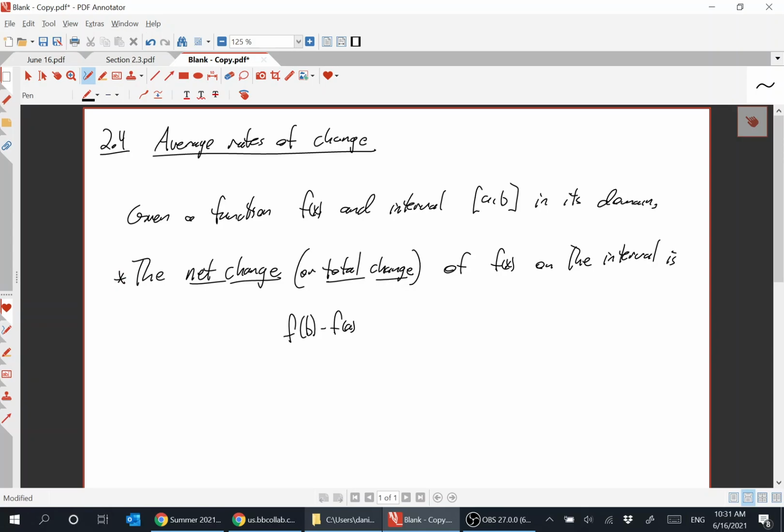Like we were saying in the homework for the last section. So f of b minus f of a. The value at the right hand endpoint minus the value at the left hand endpoint. Okay, so the value where you end up minus the value where you start. The average rate of change.